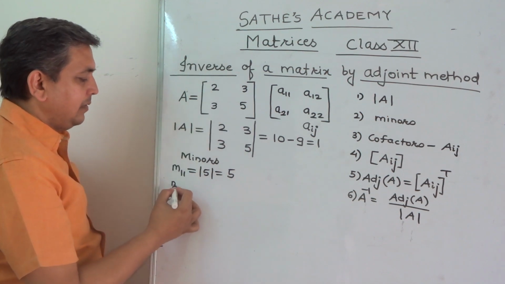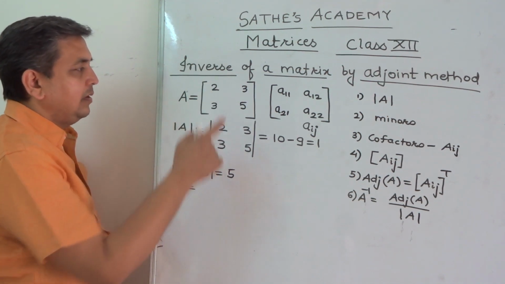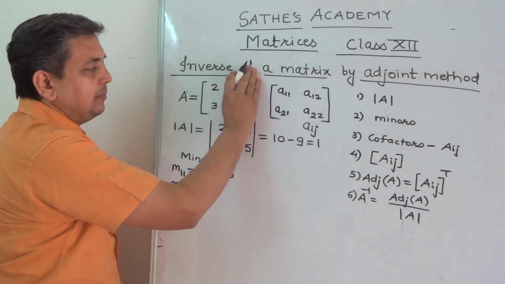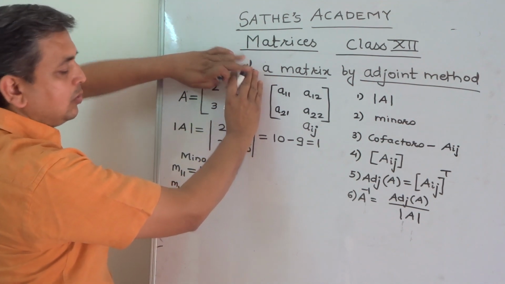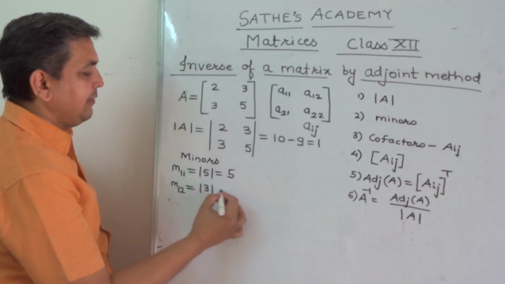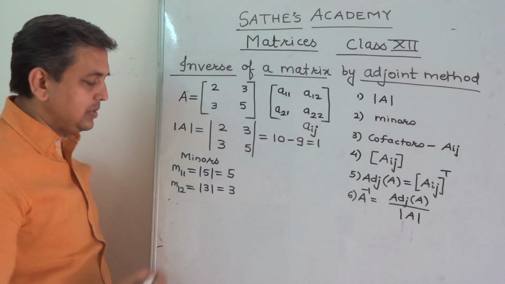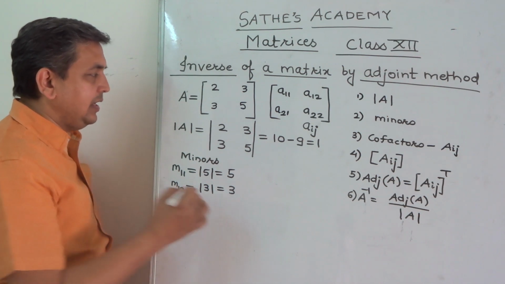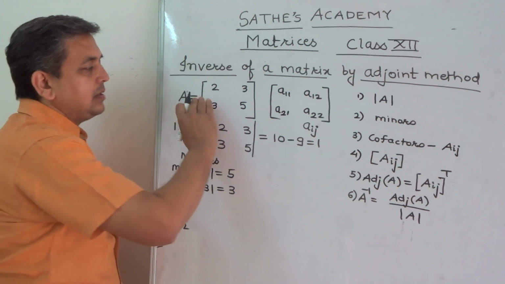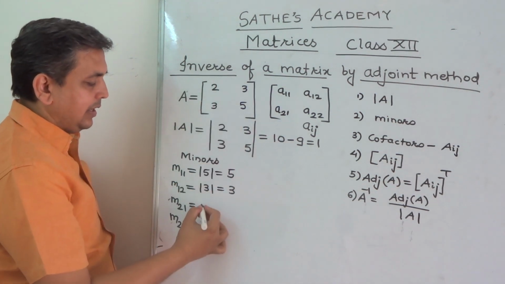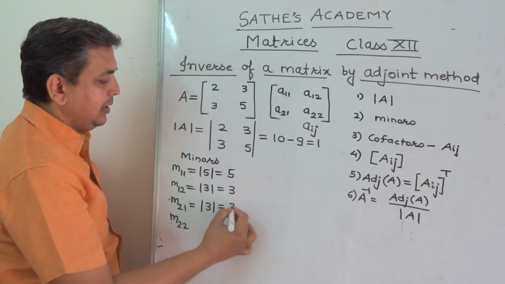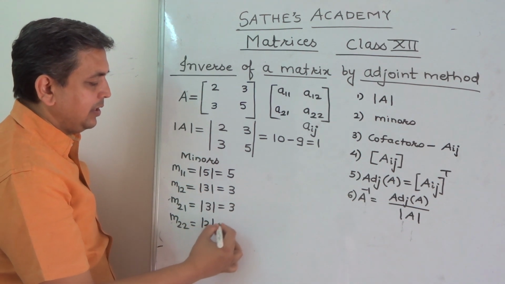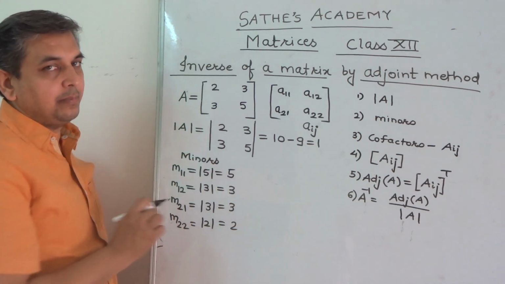Second element, M12. First row, second column. How to find minor? Second column is omitted, first row is omitted, and whatever element is left, we find the determinant. The value is 3. M21, M22 can be found very easily. M21, second row first column should be omitted, and we get determinant 3 is 3, and for M22 second row second column is omitted, determinant 2 is 2. So first we find the minors.